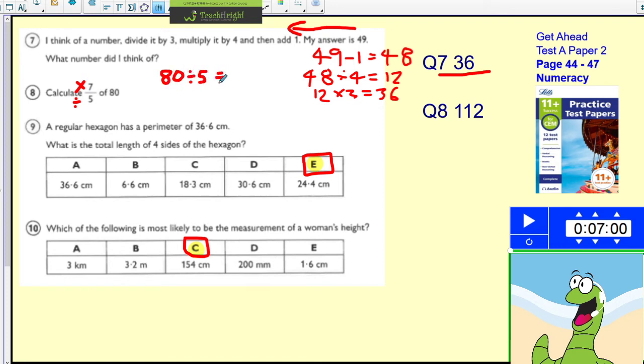Could do this via bus stop, but actually if I know that 5 goes into 40 8 times, this is going to be twice as much. So it's going to be 16 times. But now I've still got to do 16 times 7. There's a few ways of doing this. I would probably do 10 times 7, which is 70, just in my head. And then 6 times 7, also in my head, which is 42. And then add 70 and 42 to get 112. And that's my answer. But again, if you want to set that out as a column multiplication, that's absolutely fine.